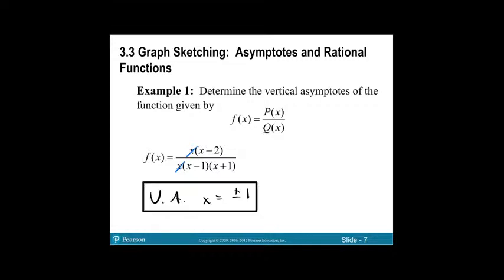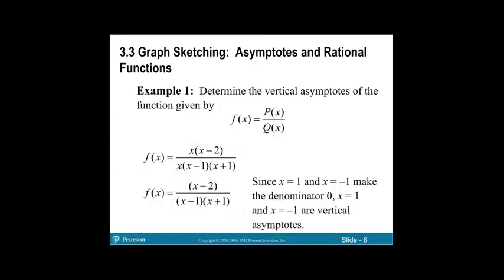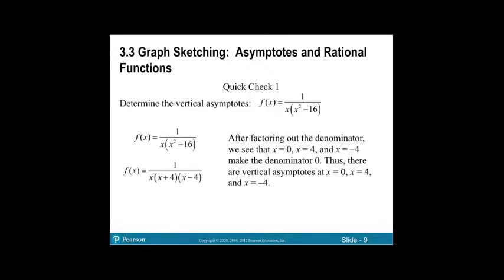Okay. Since x equals 1 and -1 make the denominator 0, these are going to be vertical asymptotes. So again, we simplify. Notice that the x's are gone, and then plus or minus 1. Now see here, the vertical asymptotes should be what? Plus or minus 4 and 0. Because there's nothing to simplify, right? So then we have these three. Okay.